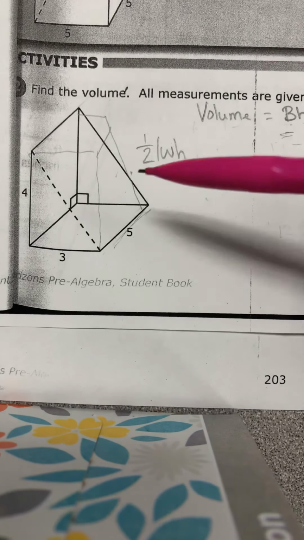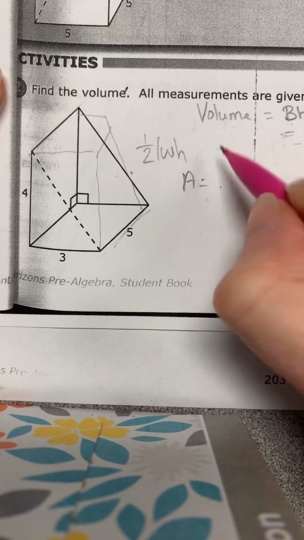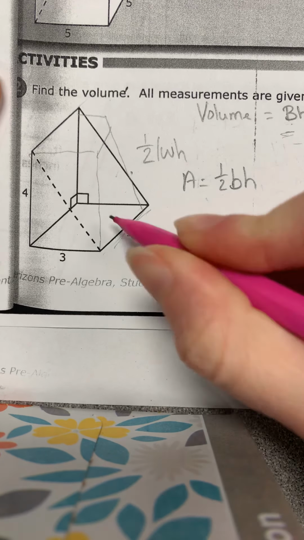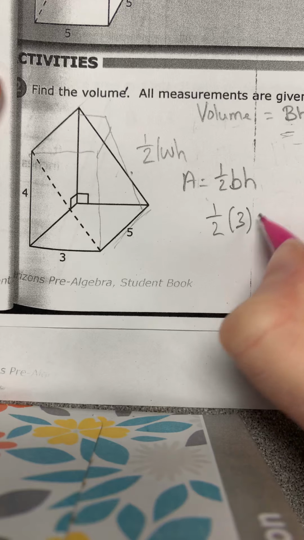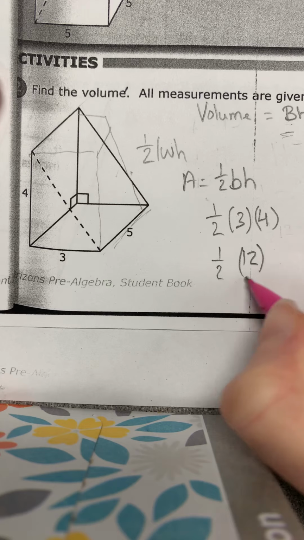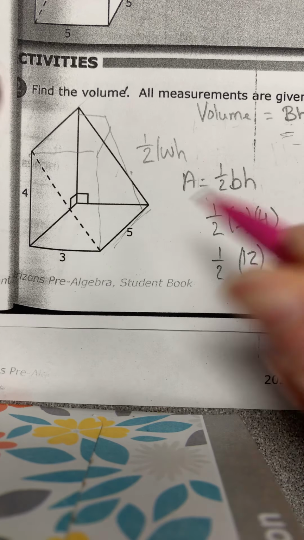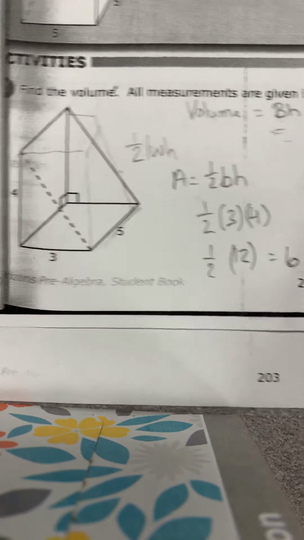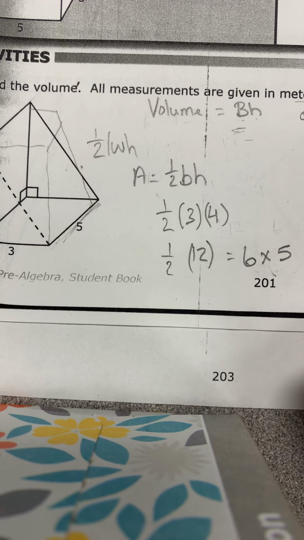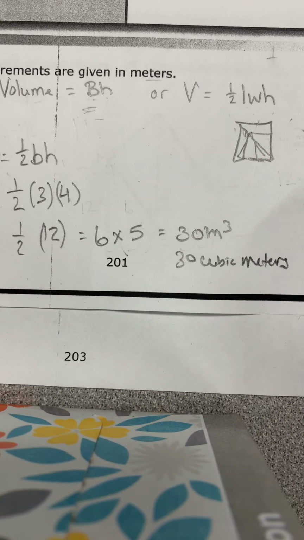So let's go ahead and do that. My area of a triangle is 1/2 base times height. So here, in this case, it's 1/2 of 3 times 4. 1/2 of 3 times 4 is 12, right? So that's 6. So then I have to take 6 times my last piece here. 6 times 5 equals 30. Am I working in inches? Nope, meters cubed, or 30 cubic meters. Okay, sorry, that's what I wrote. So then that would be your answer.